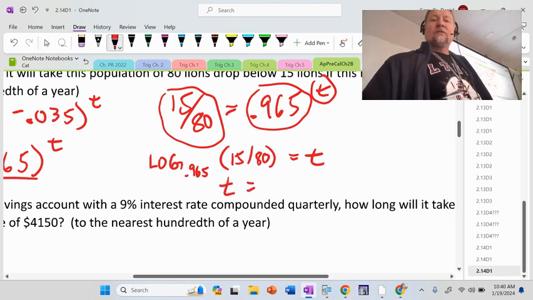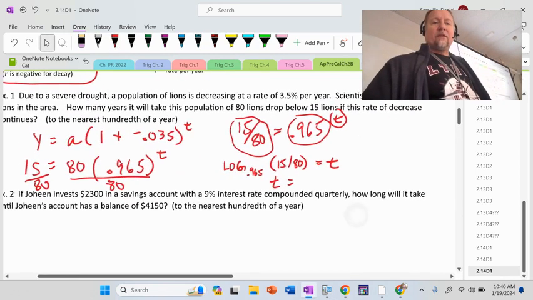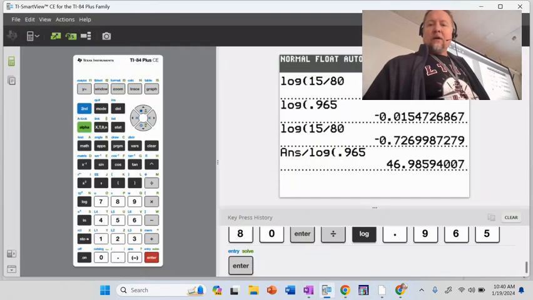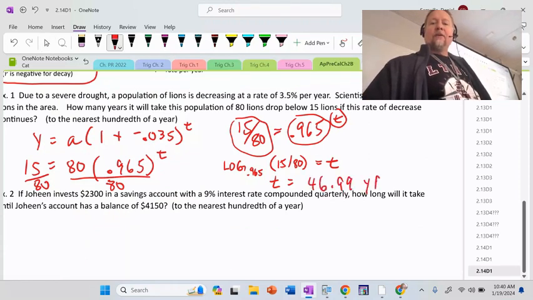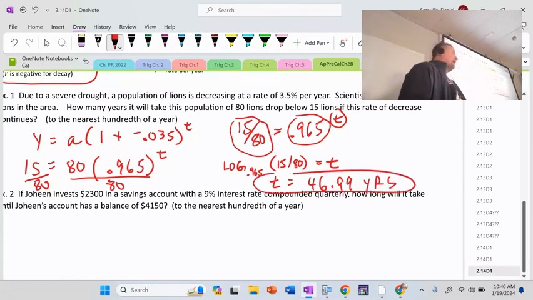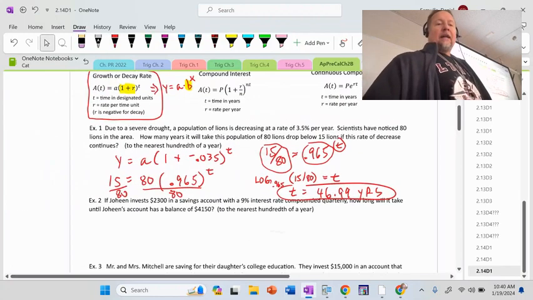So T equals, and then what does it say to round it to the nearest hundredth? Oh no. Okay, no, that's fine. 46.99 years. Okay, and then, oh, I should ask you that. What's the label on that? Well, it's time and it's in years.